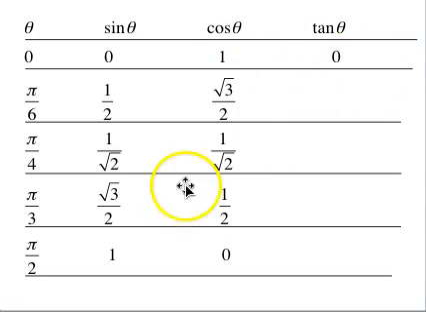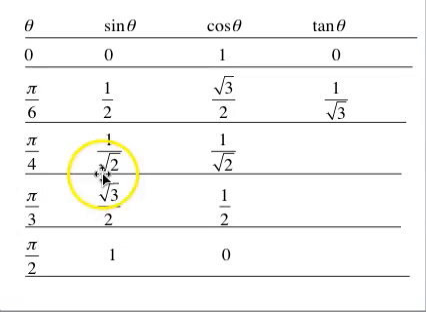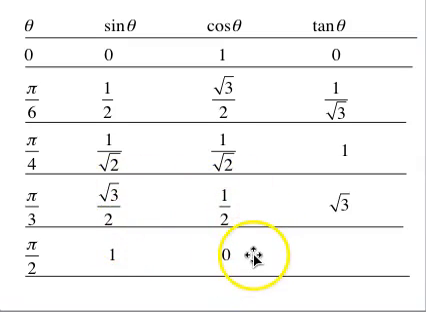0 divided by 1 is 0. 1/2 divided by root 3 over 2 is 1 over root 3, which of course could be the same thing as root 3 over 3, but I prefer to think of it as 1 over root 3. 1 over root 2 divided by 1 over root 2: something divided by itself is just 1. Root 3 over 2 divided by 1/2 would be root 3 over 2 times 2, or root 3.